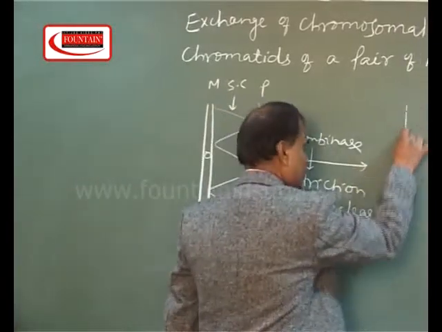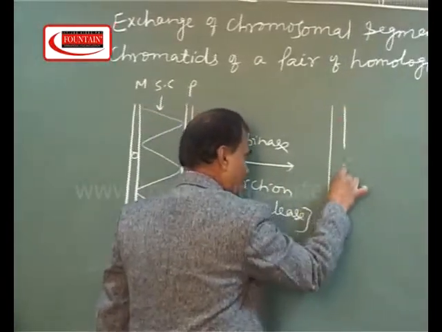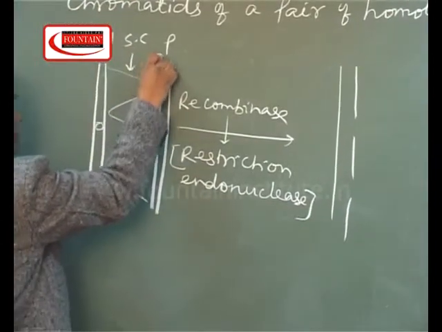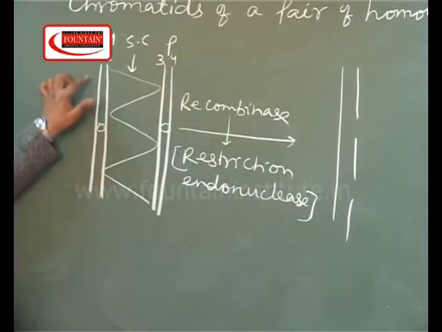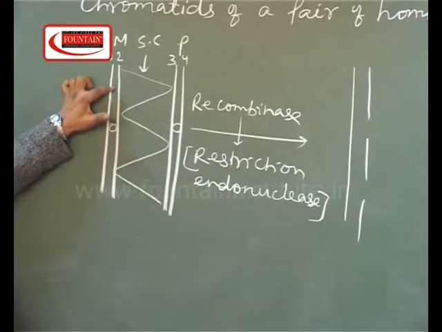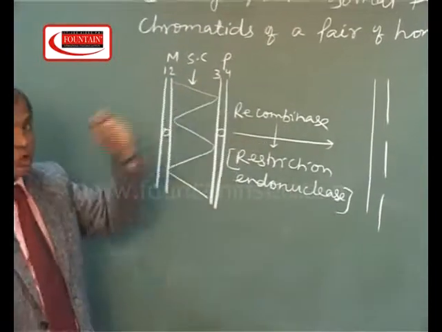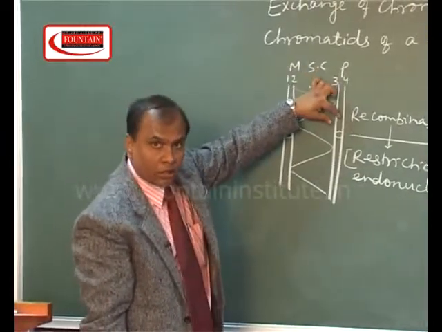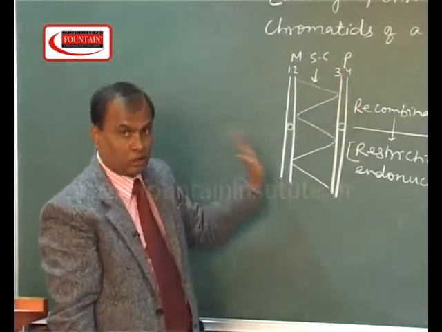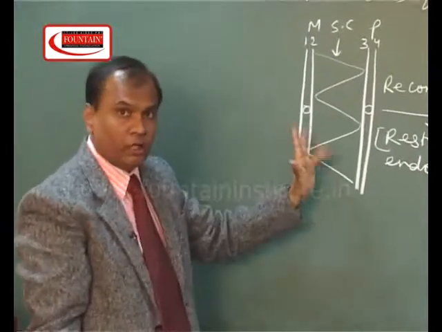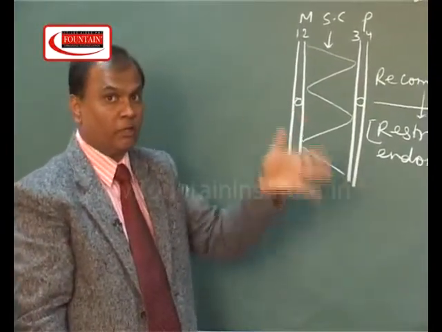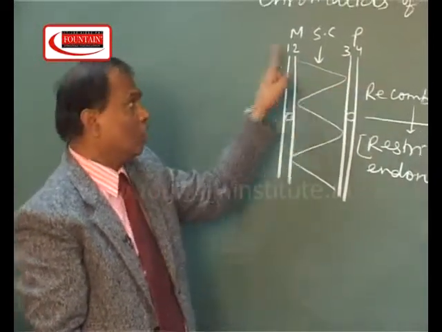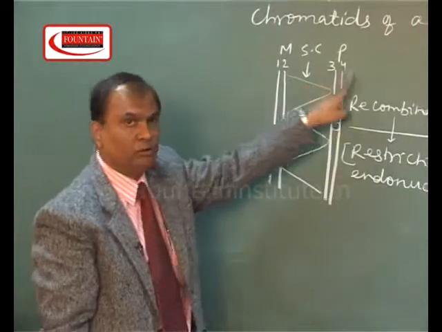So, here suppose breakage occurs in the chromosome. Suppose these are chromatids 1, 2, 3, 4. So, 1 and 2 are sister chromatids, 3 and 4 are sister chromatids. If chromosomal exchange takes place between 1 and 2 or 3 and 4, it is not called crossing over. For crossing over, the exchange of chromosomal segments must be between 2 and 3, or 2 and 4, or 1 and 3, or 1 and 4.